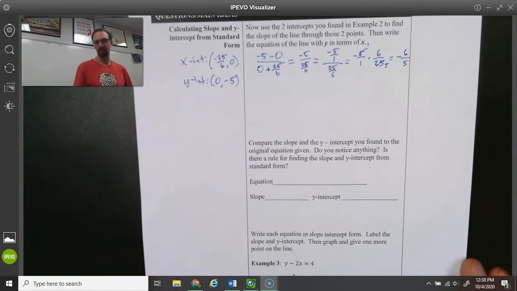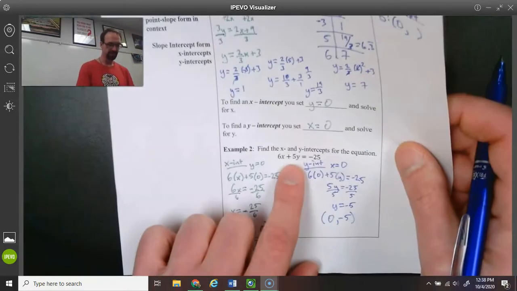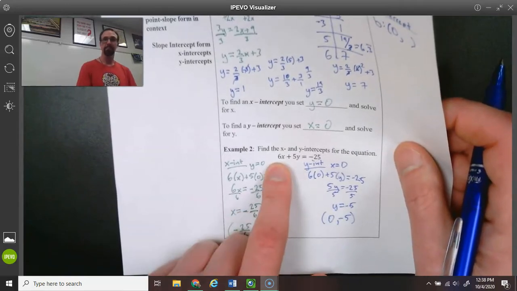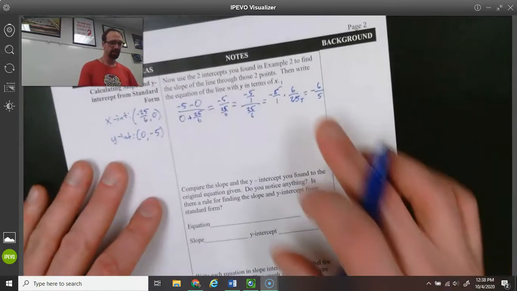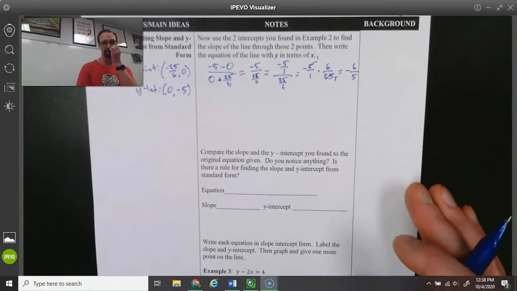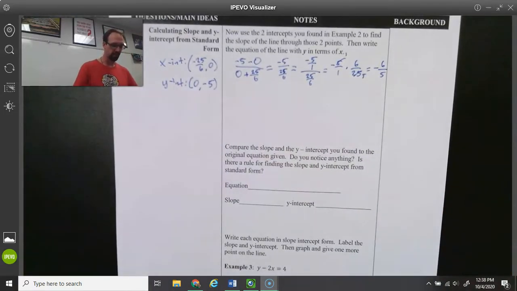This particular problem, it actually would have been easier just to return to the standard form problem that we had, subtract 6x on both sides and then divide by 5, and then we get negative 6 fifths. So that would have been easier. It's good to see multiple different ways to approach it. This is how to find the slope between 2 points.